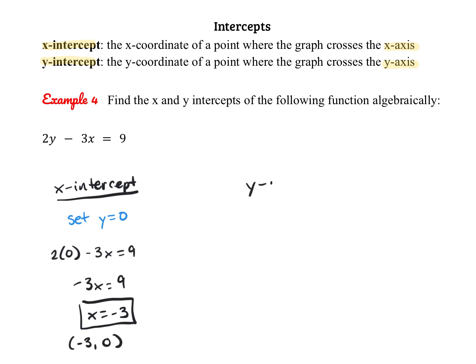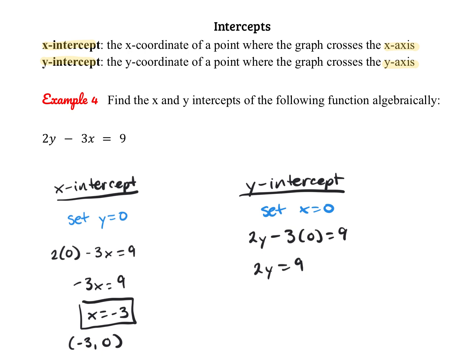And our y-intercept, well, if it's where it crosses the y-axis, that will always occur when x is 0. So we're going to set x equal to 0. So we'll substitute into our equation, and then we're just going to solve for y. So y equals 9/2. So this would be our y-intercept. So (0, 9/2) would be the full coordinate.